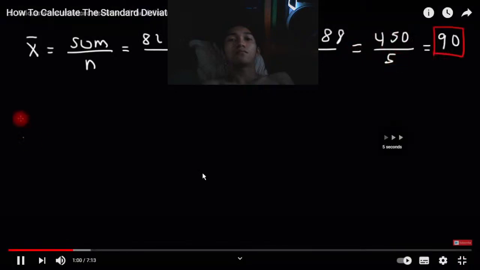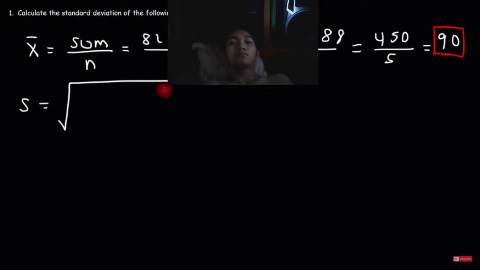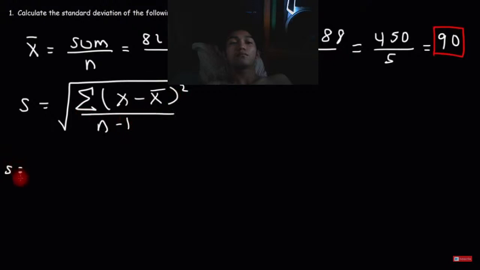Now the formula that we're going to use to calculate the standard deviation is this formula. So we're going to take the difference of each x value and the mean, and then we're going to square those differences and take the sum of those squares, and then we're going to divide it by n minus 1. So let me show you how to do that.